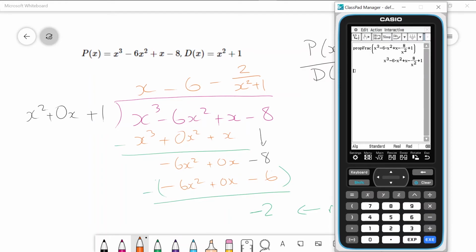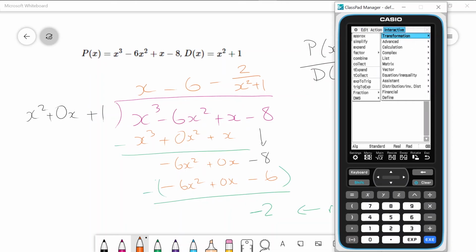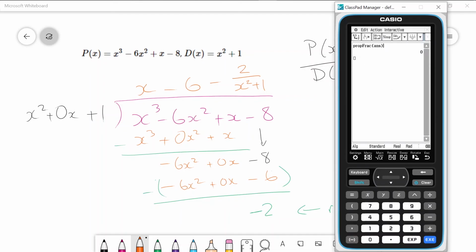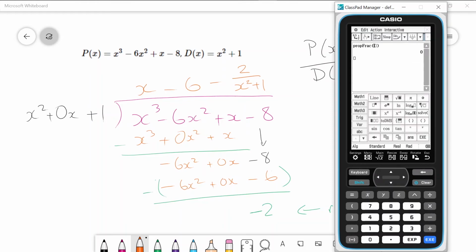And what's happened there? Oh, I didn't put brackets in. Let's cancel that off. So let's try again. Let's go edit, clear all, interactive, transformation, fraction, proper fraction, and I'm just going to type it in here. It's a bit nicer. I can use my keyboard, put in my fraction line, x cubed minus 6x squared plus x minus 8, and then down the bottom I'll have x squared plus 1.